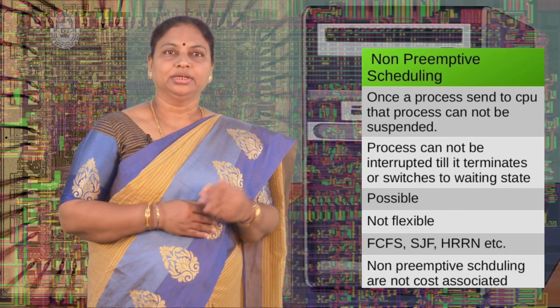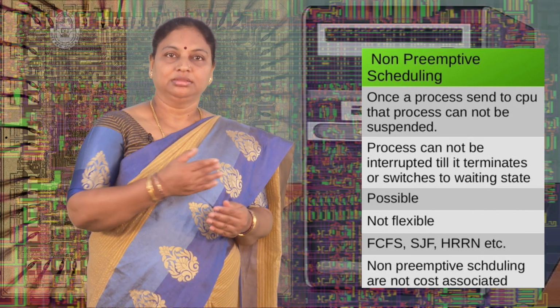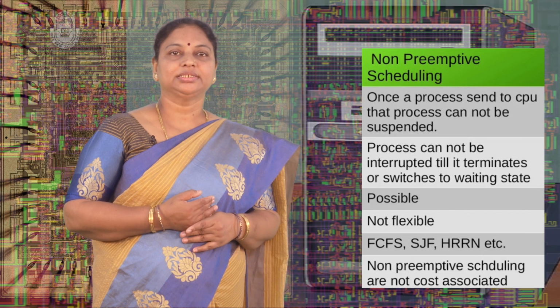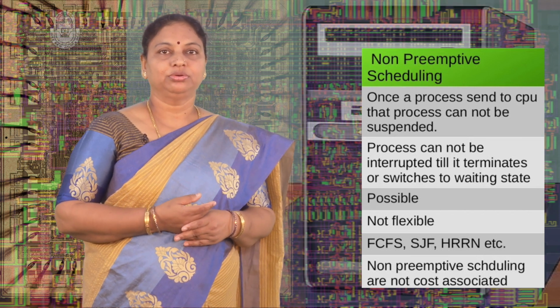This scheduling method is used by the Microsoft Windows operating system and Apple Macintosh operating system. Whereas preemptive scheduling algorithms are used by Unix operating system. The non-preemptive CPU scheduling algorithm is the only method that can be used on certain hardware platforms because it does not require the special hardware which is needed for preemptive scheduling, like the timer.